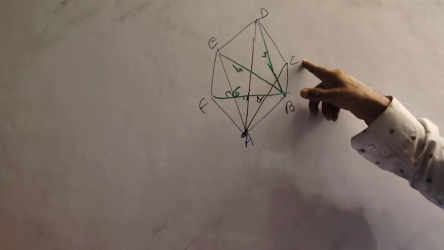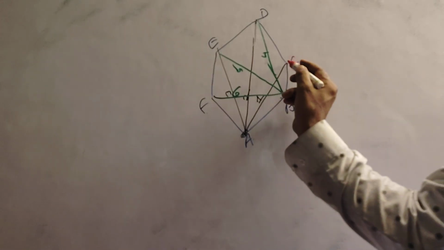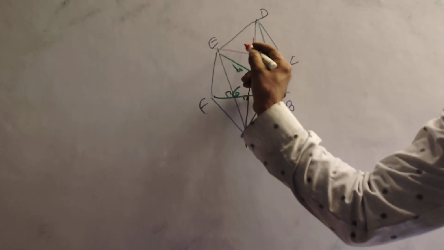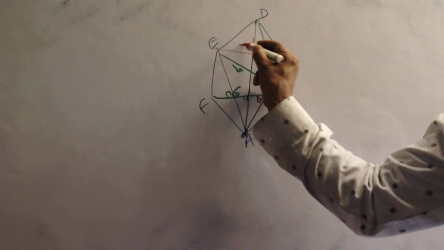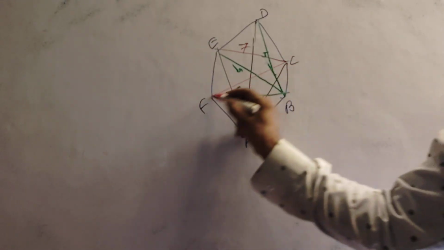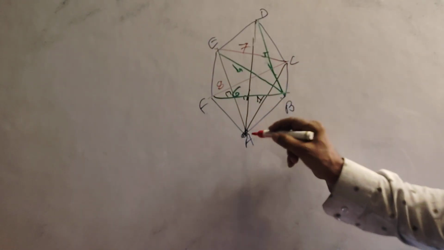Come to point C. The first diagonal from point C is CE. That is the seventh one, since the sixth one is done. Next CF, the eighth one. And next CA has already been done.